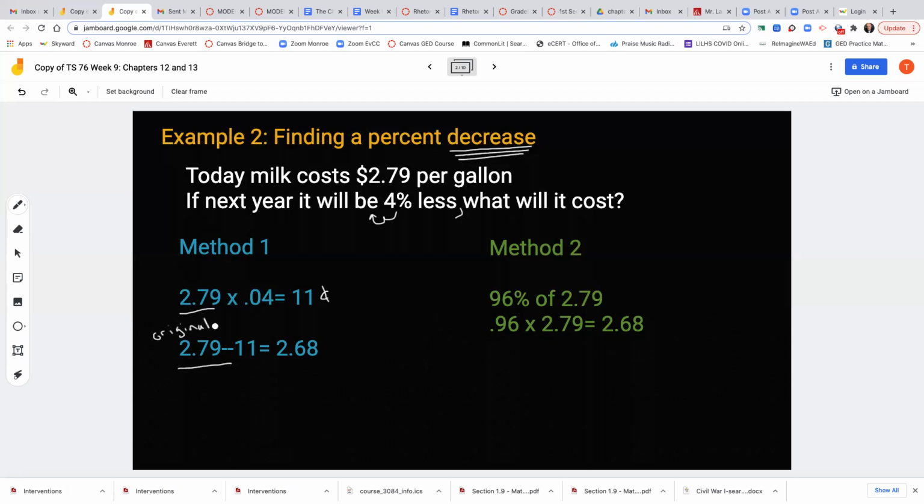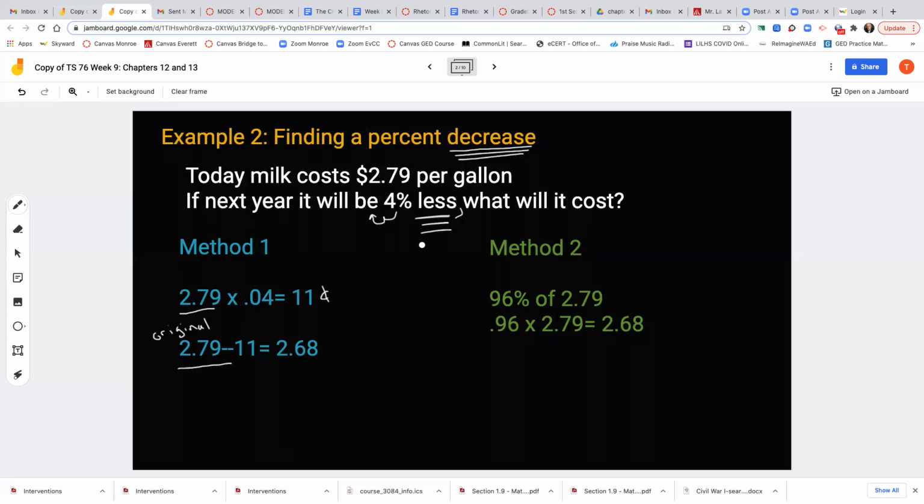Okay. And I subtract $0.11, 11 cents. I get $2.68. That's how much it would cost in a year if it was 4% less. And so I'm going to underline "less" 3 times here because it's really important that you pay attention to what they're asking you to do.